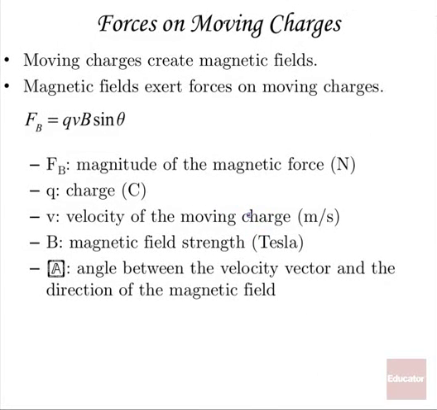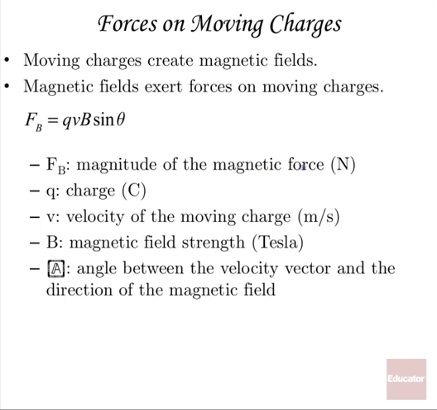All right, we know moving charges create magnetic fields, but does it work the other way? Well, yeah, magnetic fields exert forces on moving charges, and we can find the magnitude of that magnetic force, F sub B, is equal to the charge times the velocity of your charged particle times the magnetic field strength, B, times the sine of the angle between the velocity of the moving charge and the magnetic field direction.